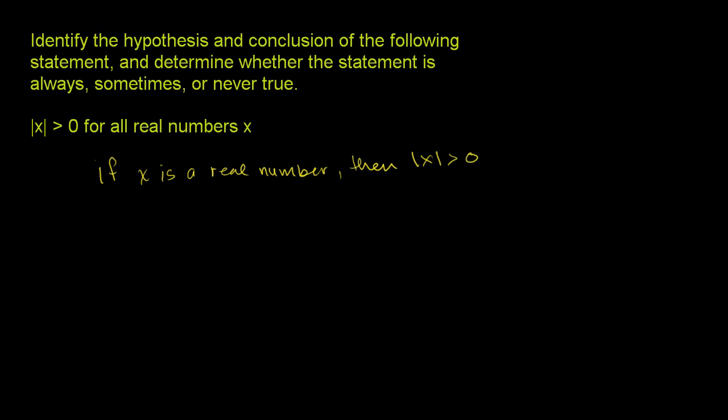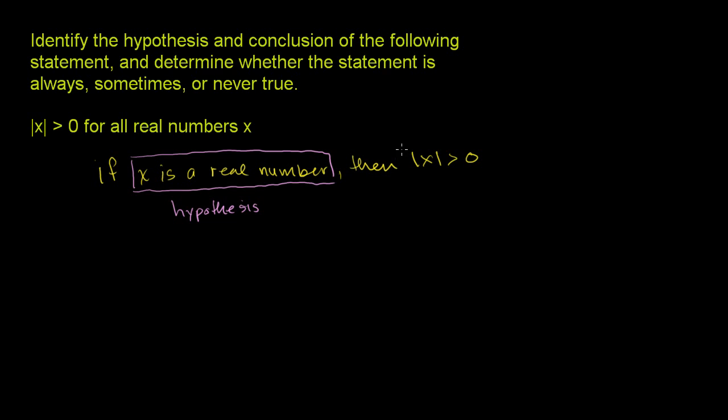conclusion. The hypothesis, you can view it as the if part of this proposition. So this right here is the hypothesis. X is a real number. That is the hypothesis. And the conclusion is the then part. Sometimes it's called the consequent. It's this part right here.